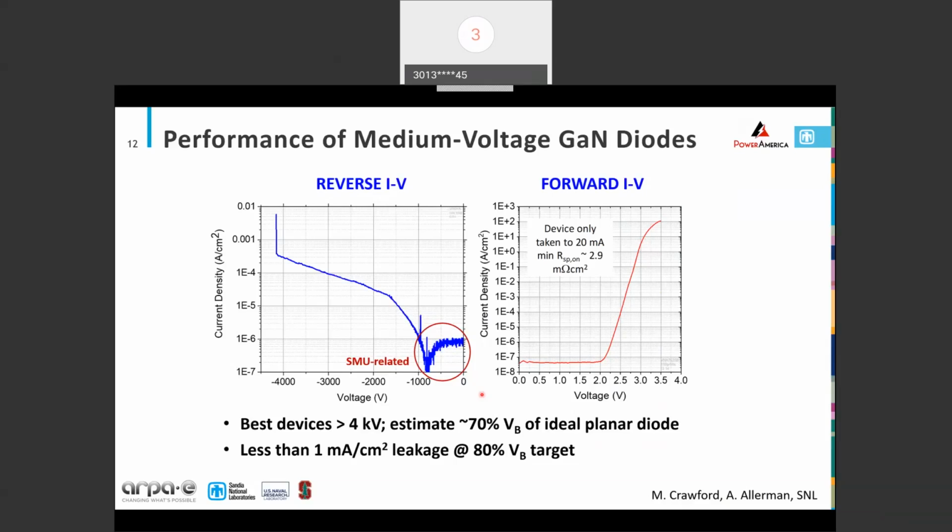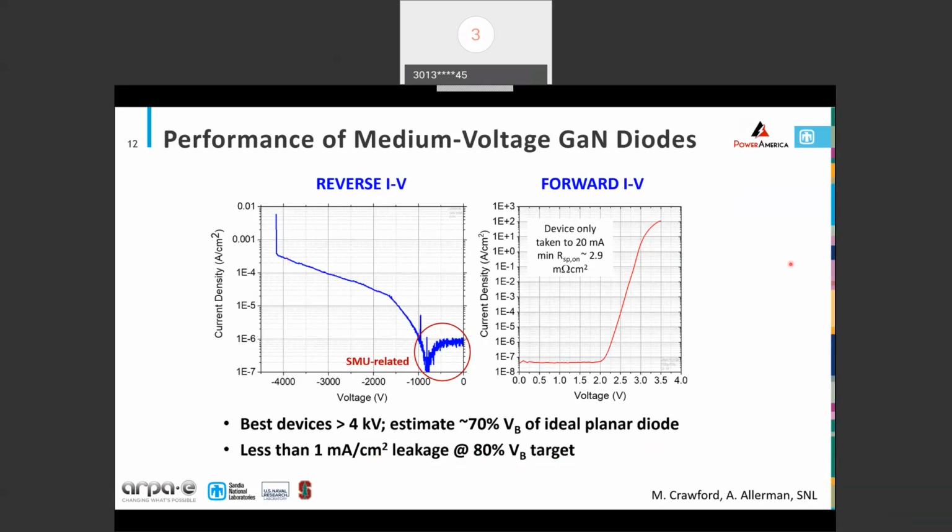But in any case, with this higher voltage SMU, we do get a pretty nice IV curve and breakdown out above 4 kV. So pretty high breakdown. We estimate that's about 70% of the ideal planar diode value. Of course, that depends on the edge termination and so forth. We've got metrics on leakage current as well as just the breakdown, right? So you don't want a leaky diode. So that is 1 milliamp per square centimeter at 80% of the breakdown. So that'd be at 4 kV, targets 5. And you can see that there.